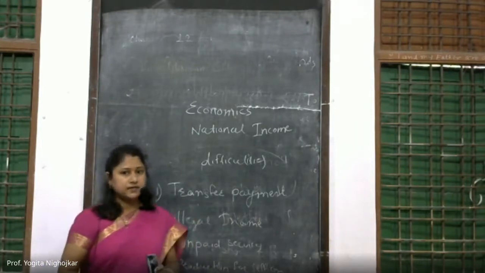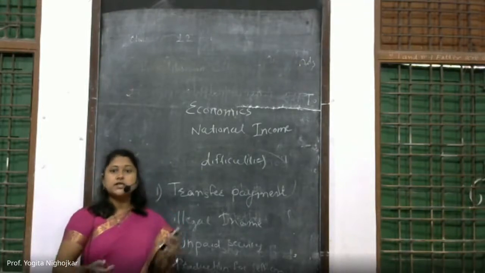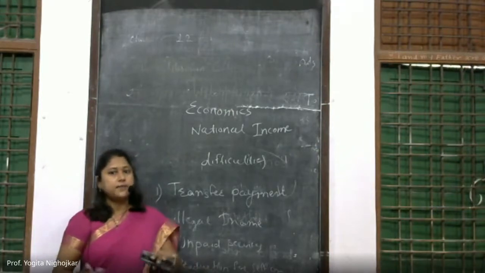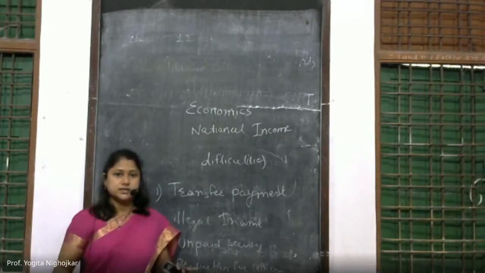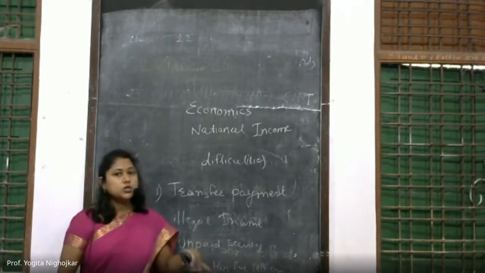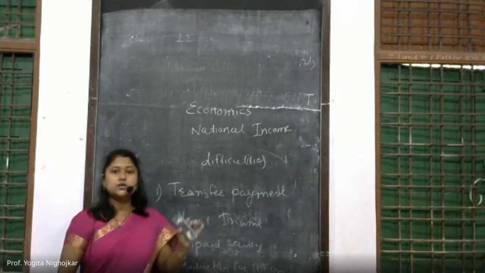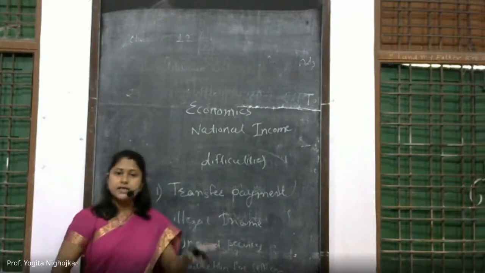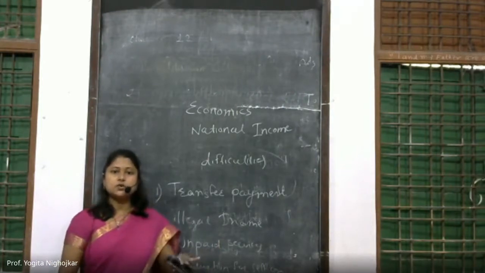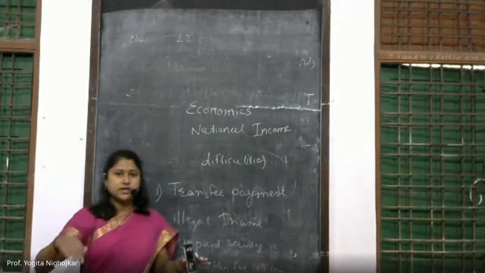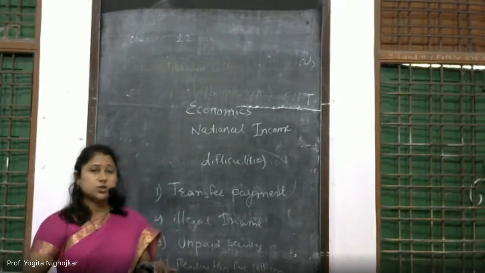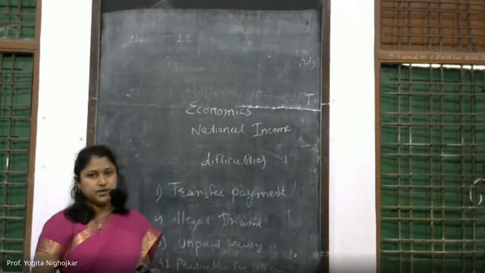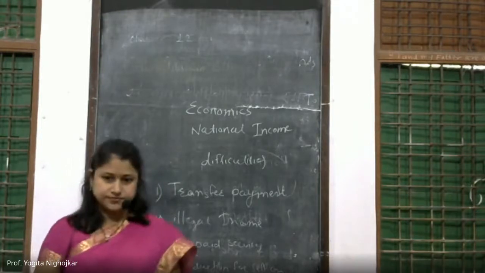Next is changing price level. The difficulty of price changes arises in the national income estimate when the price level in the country rises. The national income also shows an increase even though the production might have fallen. And when the price level falls, national income may show a decrease even though production may have increased. That is changing price level. It is also difficult to measure national income.